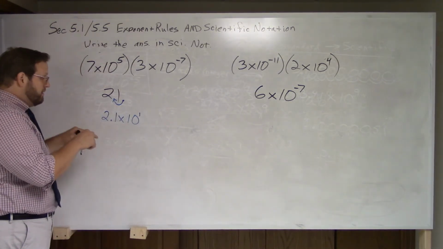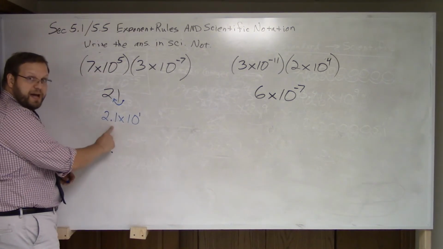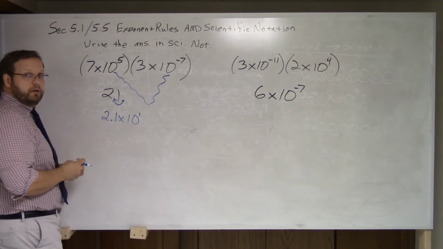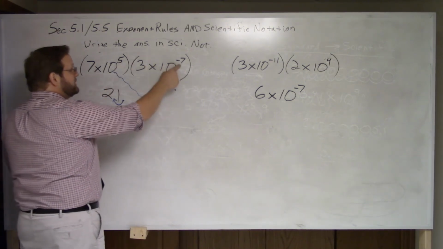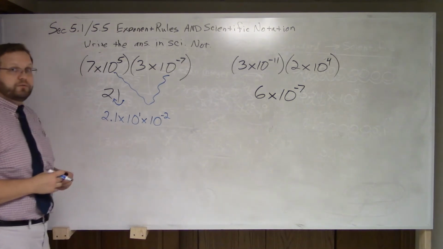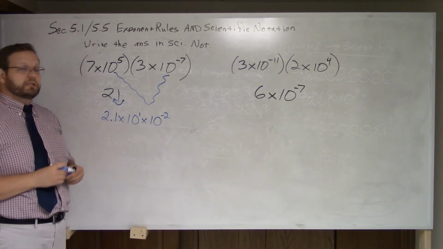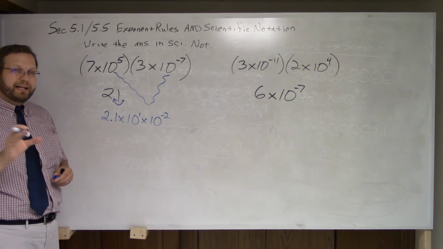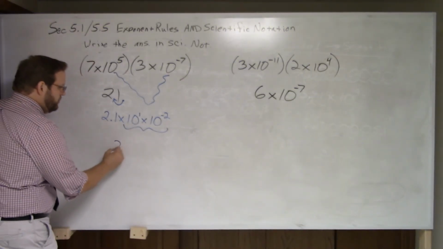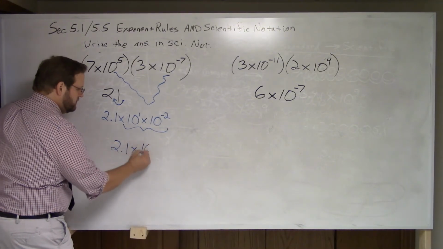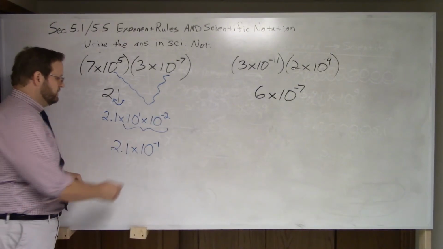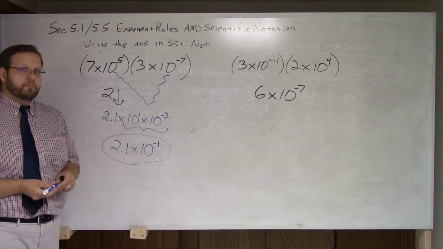Now, from here, now that this number's in a good spot, I can then pull these down. Okay, again, I'm multiplying, so I add the exponents to get that negative 2. 5 plus negative 7 is the negative 2. Okay, but we're not done, because now we have 2 powers of 10. That's not okay. So let's pull that together. 1 plus negative 2 is negative 1. And there we go. Okay?